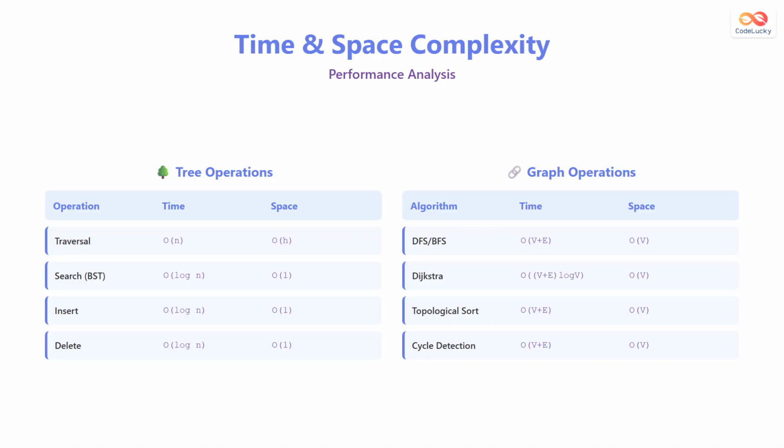For graph operations, both DFS and BFS take O(V + E) time, where V is the number of vertices and E is the number of edges, with O(V) space. Dijkstra's algorithm for shortest paths takes O((V + E) log V) time with O(V) space. Topological sorting takes O(V + E) time with O(V) space. And cycle detection also takes O(V + E) time with O(V) space.